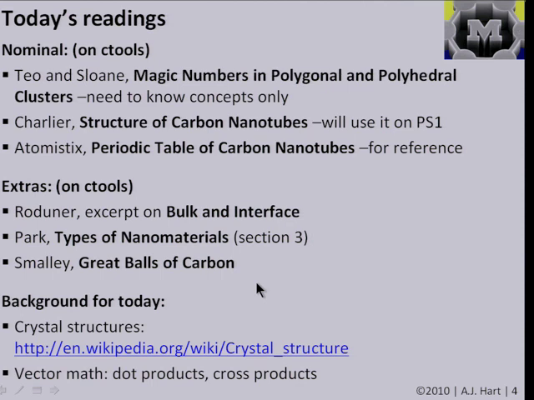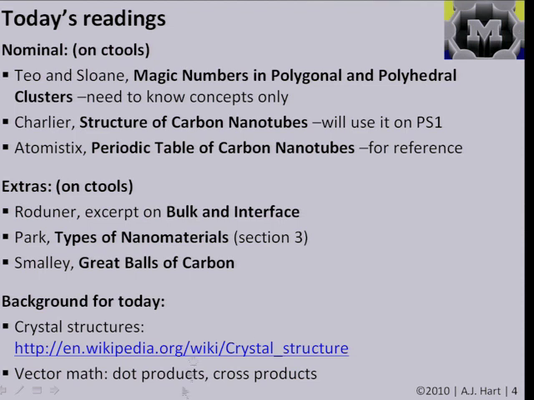There's a second paper on the structure of nanotubes, and this is something that we'll need to know in detail because there's going to be a question on the first problem set about it. And then for reference, there's a chart, which we'll see in the slides later, called the periodic table of carbon nanotubes, put together by this company, but it talks about the different structures and sizes of nanotubes. I have a few extra readings, some of which relate to the lecture, but more for your general interest, so you can look at those.